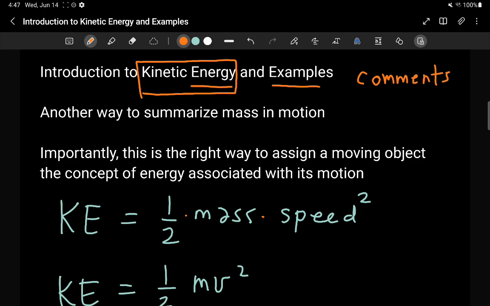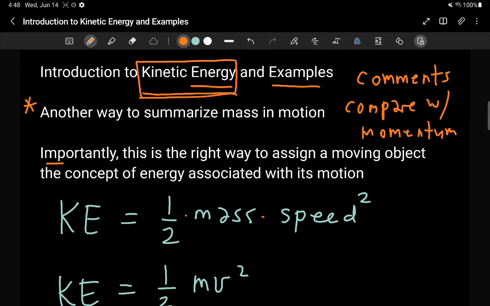especially in comparing with the notion of momentum. Momentum and kinetic energy, they seem like they're kind of saying the same thing, but actually they're very, very different. Okay, so kinetic energy, it is another way to summarize mass and motion.